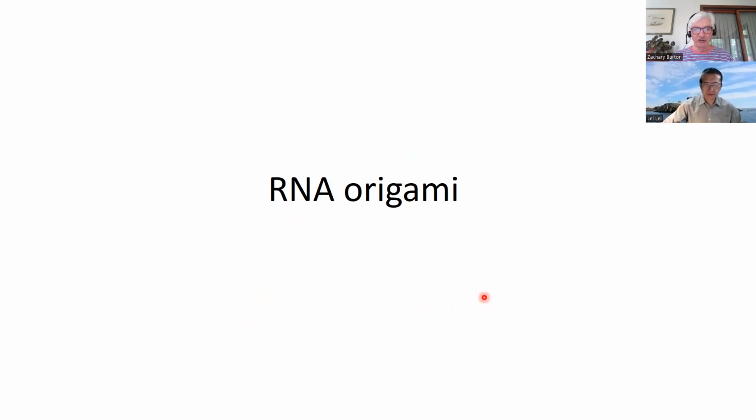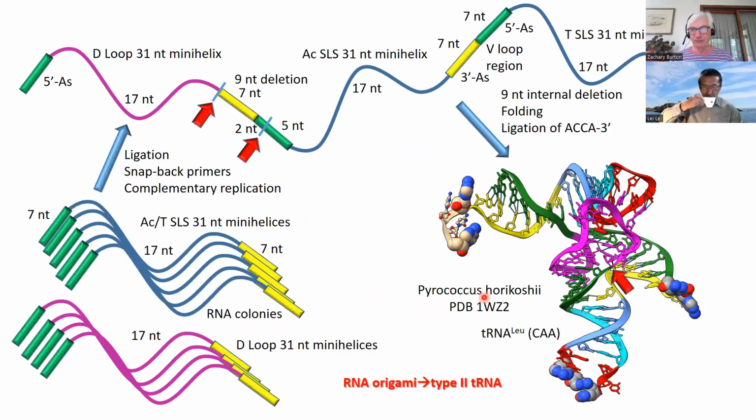So RNA origami, what do I mean by that? This is how it works to make a type 2 tRNA. You can tell this is a type 2 tRNA because here you have this funny chicken wing coming off here. It's yellow and green segment. That's derived from a 3' acceptor stem. That's derived from a 5' acceptor stem. And this is called the variable loop or the V loop.